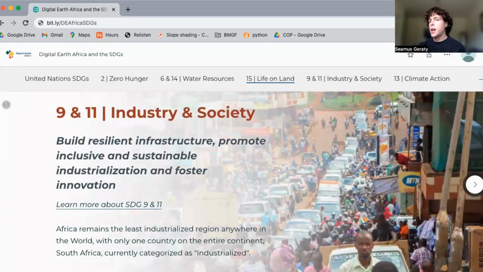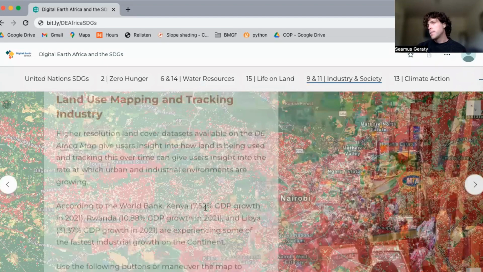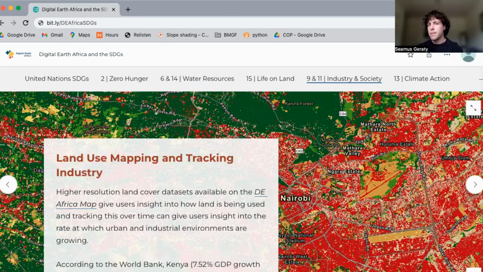Now, SDG goals 9 and 11 work more with built and urban environments. The goal is to build more resilient infrastructure to promote inclusive and sustainable industrialization and to foster innovation. So, what does that look like? Land use mapping and tracking industry. Similar to how the continental land cover classification dataset, which I just spoke to in the last section, can support the monitoring of forests or land degradation in the case of mining, they can also be used to do urban land use mapping and to monitor and evaluate urban development, like what we can see here in Nairobi.